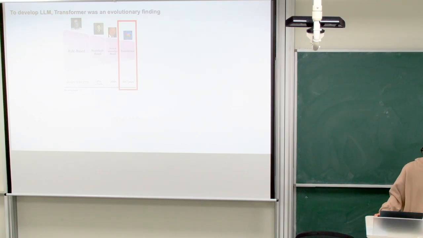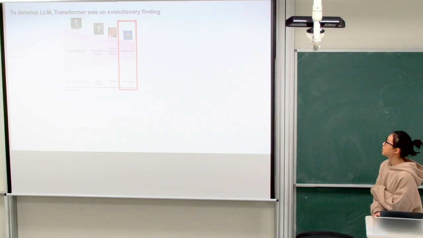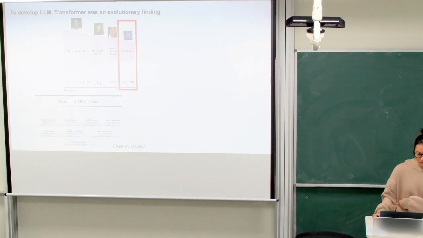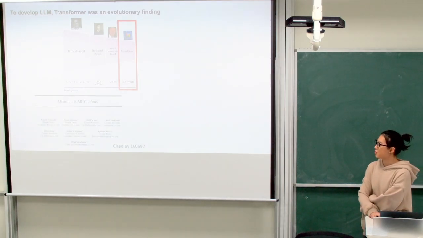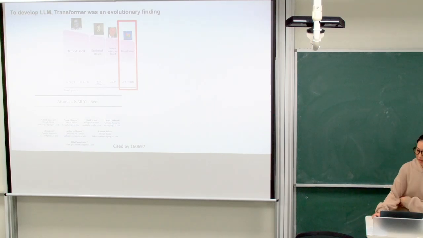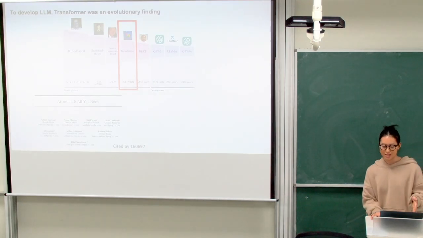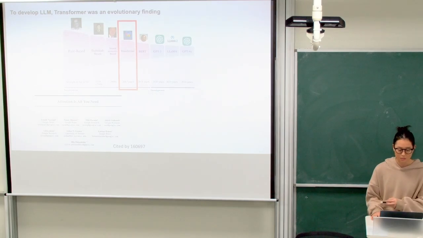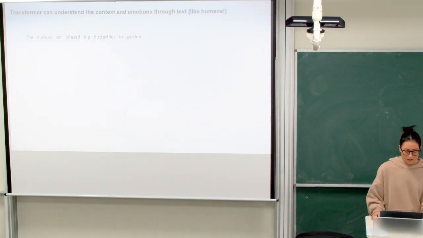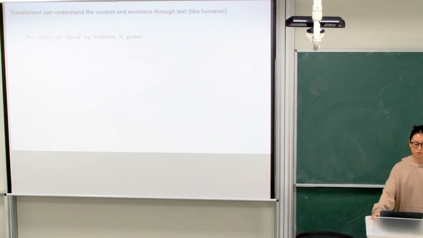To develop LLM, transformer was an evolutionary finding. So as you can see, in 2017, there was a paper called Attention is All You Need, which was viral for its title, and it was cited by a lot of people. And because of this paper, we were able to interact with ChatGPT. So we know how important LLM and the transformer model are. So now we're going to talk about the transformer model.